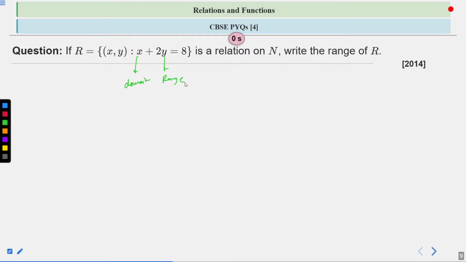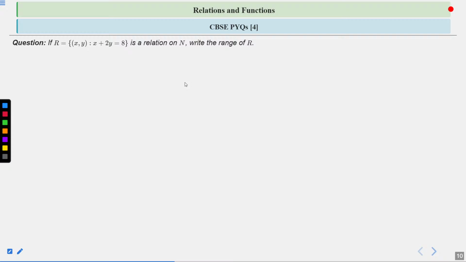Okay, let us move to the solution part. The question was, if R is the relation of (x, y) such that x + 2y = 8 on N, we basically have to find the range of R. So let's move to the solution. It is given that relation R is defined as (x, y) such that x + 2y = 8, where x, y belong to natural numbers.